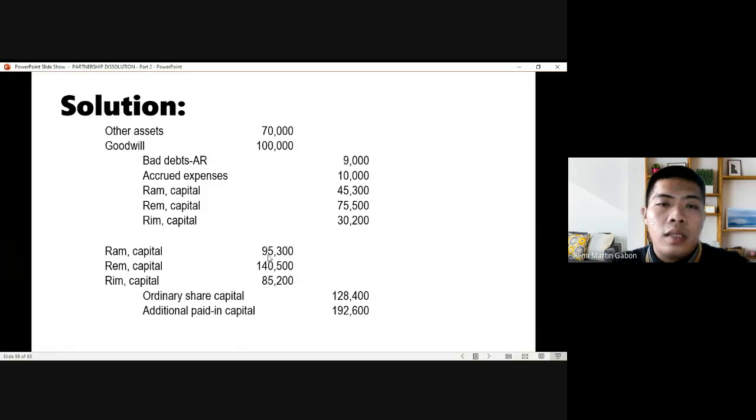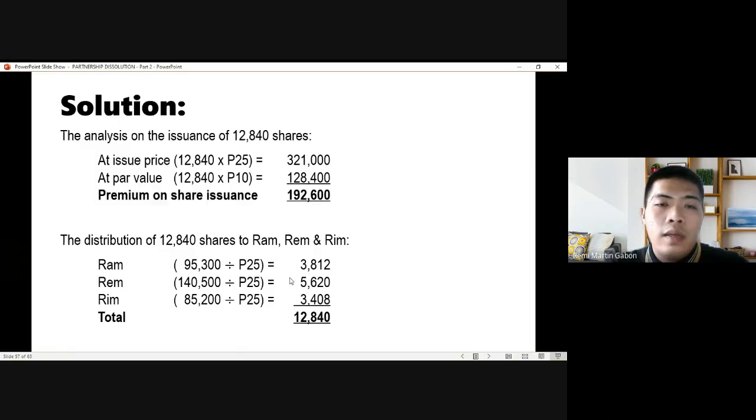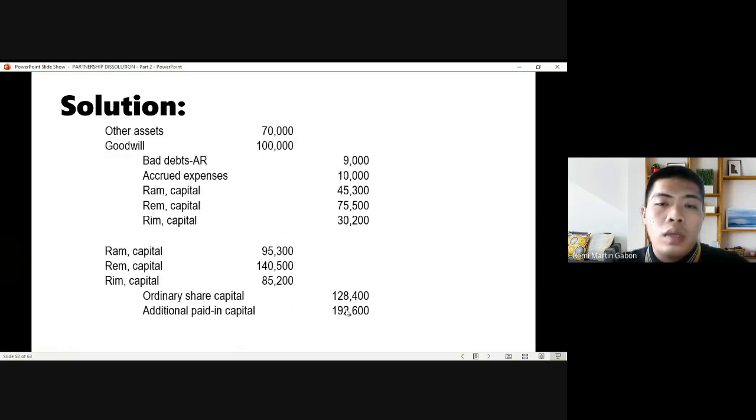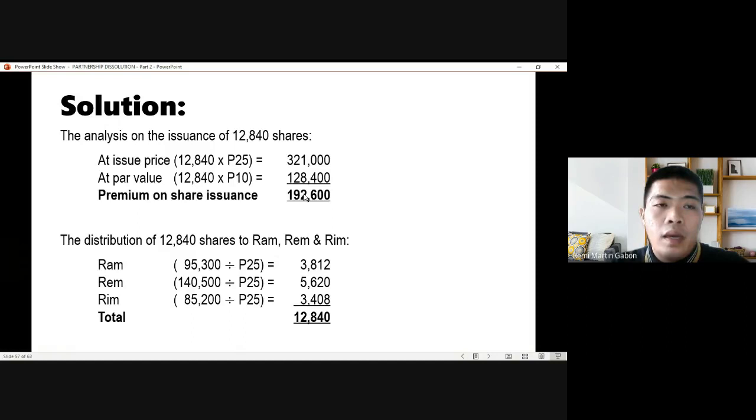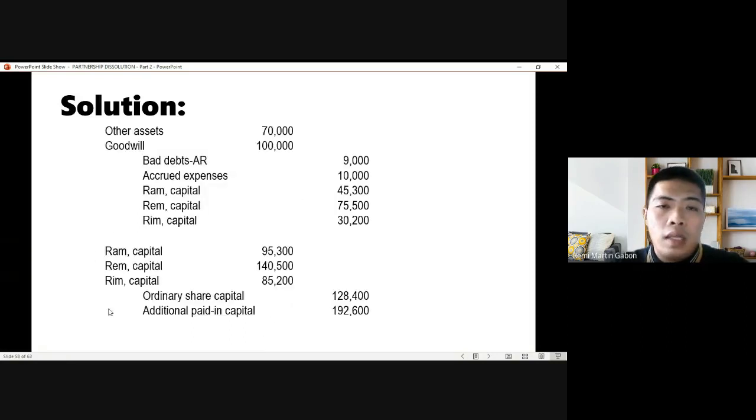Okay, so the 95,300, 140,500, and 85,200 respectively to RAM, REM, and RIM will be debited in total. So the ordinary share capital is the 128,400 from the computation, the par value, then the excess of 192,600 is the premium. Okay? So that is our journal entry. The total of these three, the total of these two, so it's equal pa rin.